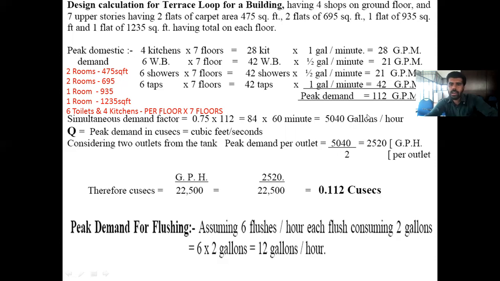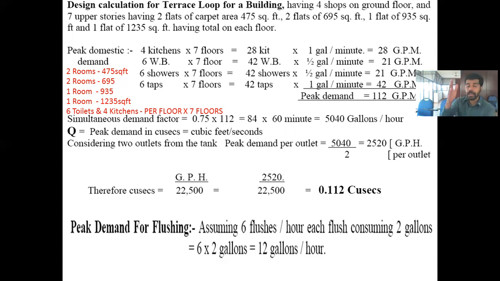Understood what I'm saying? 112 GPM is the peak demand. This much gallons per minute is needed. Okay. Now another thing that we have to know is the simultaneous demand factor.